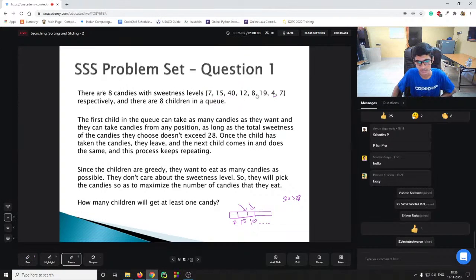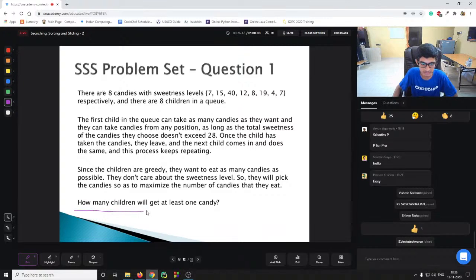After the first child eats, the second child comes and takes the rest of the candies. He can repeat the same thing, but with the rest of the candies. He doesn't have access to the candies that the previous child ate. The process keeps repeating, and the children want to eat as many candies as they can without exceeding 28. They don't care about the sweetness level, whether they eat 7 or 15 or 12. They'll pick the candies to maximize the number of candies that they eat.